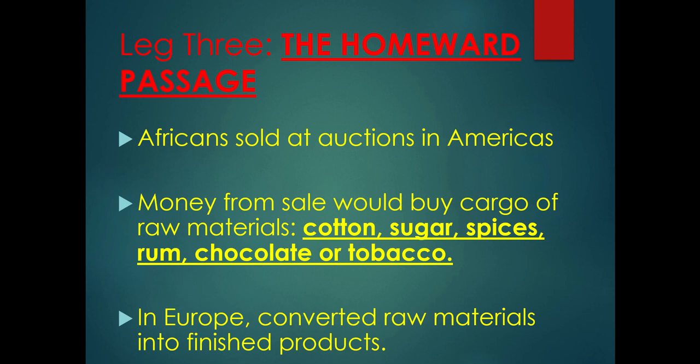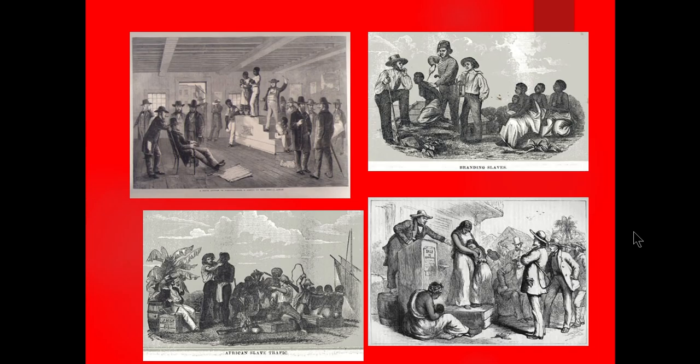And then Europe would convert these raw materials like cotton, sugar, spices, and all that into the finished product. So they needed those in order to create their manufactured items in Europe. And then it would just keep going around and keep going around. So here are some pictures of what an auction may look like. They would have these African people stand up on like a stage and be sold.